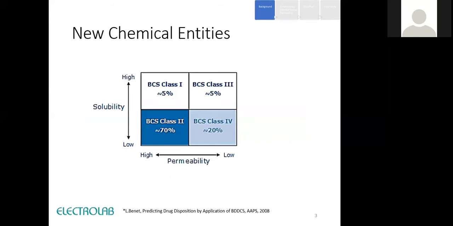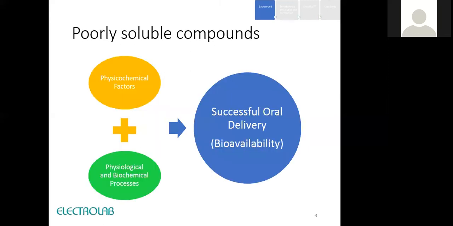It is known now that the majority of the new chemical entities which come from drug discovery belong to either BCS class 2 or 4 type of drugs. These are called poorly water soluble drugs. For such compounds, various physicochemical factors and physiological and biochemical processes work either independently or jointly and are responsible for successful oral delivery, which is typically measured in terms of bioavailability. Now, the physicochemical factors are attributed to the formulation, whereas the physiological and biochemical processes are a part of the in vivo environment of the individual.